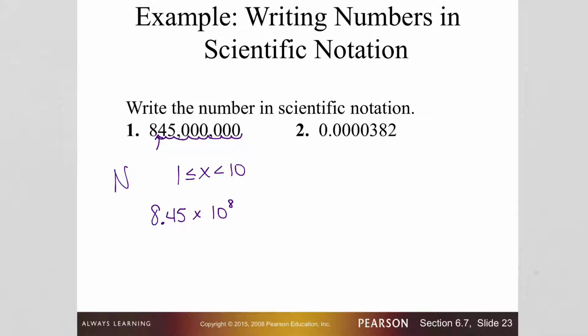Now on this one, I want my decimal to be right there between the 3 and the 8. That would make that number greater than 1 but less than 10. So 3.82 times 10. Now this one's getting smaller. 3.82 is getting smaller, so I need to have a negative exponent there. 1, 2, 3, 4, 5. Negative 5.